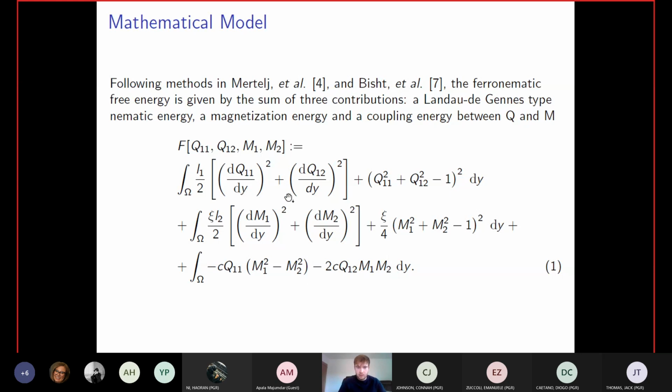The gradient terms in these two integrals are essentially their elastic energy densities, which account for spatial inhomogeneities. The remaining terms are bulk terms. This one enforces a nematic state, this one enforces a non-zero magnetization, and this enforces a co-alignment between the director and magnetization vector. These three non-gradient contributions make up what we call the bulk energy density.